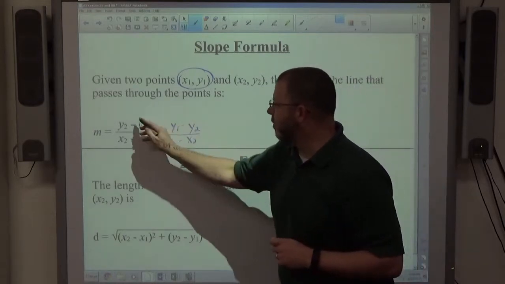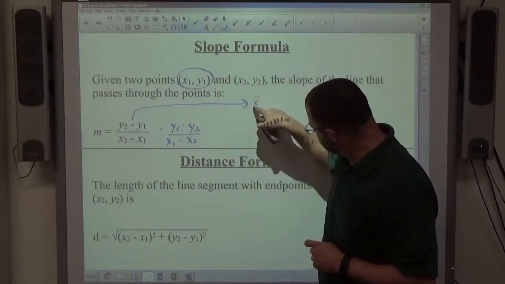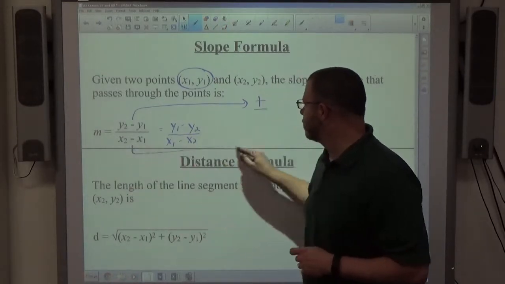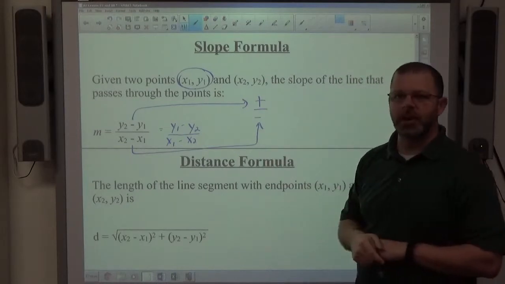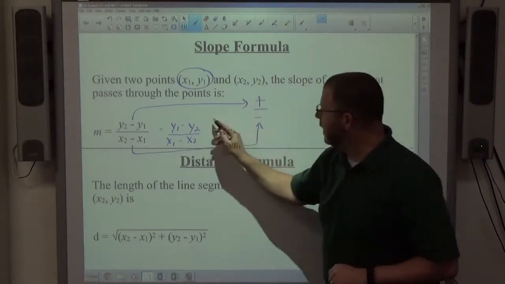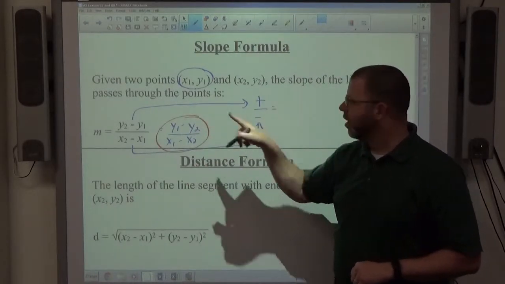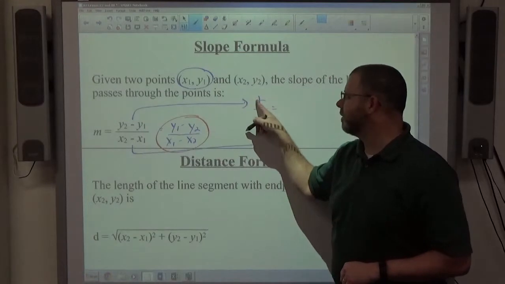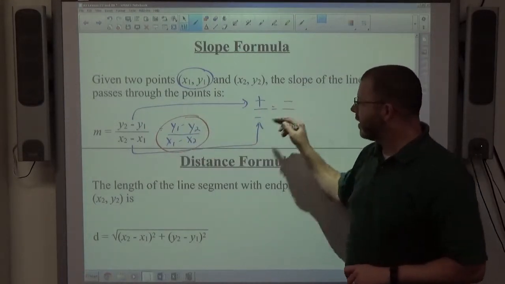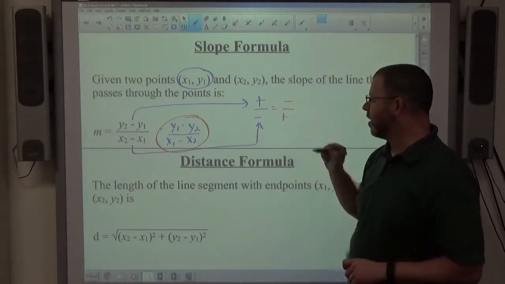So let's just say for some reason we have y2 minus y1 makes a positive number, and x2 minus x1 makes a negative number. Let's just say that happens, right? And then I did this here with the same two points. So y2 minus y1 made a positive number. That means y1 minus y2 is going to make a negative number. And x2 minus x1 made a negative number. That means x1 minus x2 makes a positive number.